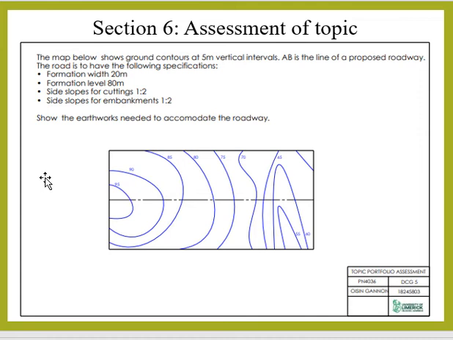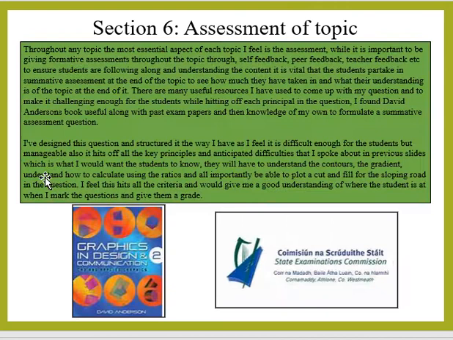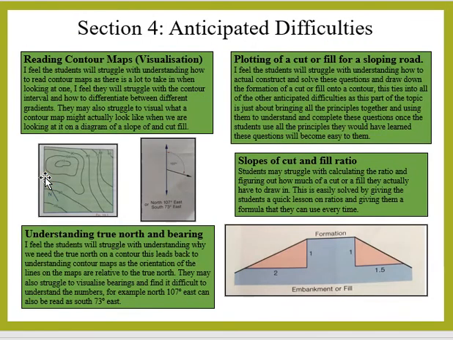It's basically getting all the principles that I spoke about in the anticipated difficulties: reading contour maps, plotting of cut and fill, slopes, and then understanding true north and bearing. For reading contour maps, the solution would definitely be the use of this model. Plotting cut and fill, that could help with that as well. I think the ratio of the slopes is something that just has to be sat down and done with numbers, and I think this diagram helps that as well. And then for understanding true north and bearing, maybe bringing in a compass would help them visualize it a bit better.